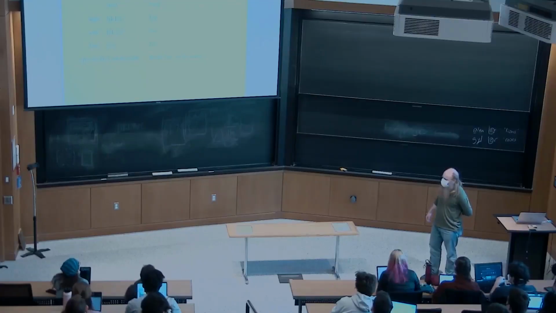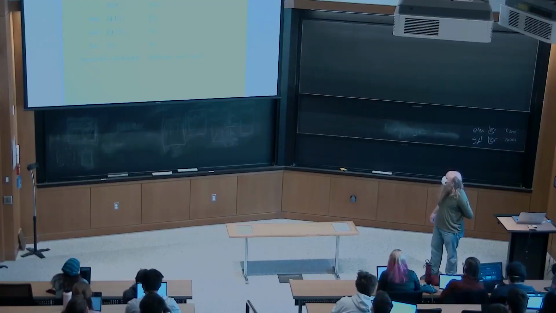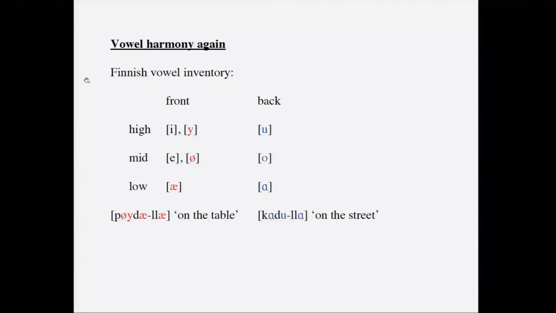I think the word for street is actually katu if you have it by itself, but if you add the lla, it changes the T to a D, something like that. There are all kinds of sneaky things that happen in Finnish that I forget. But anyway, if you add lla to street, you end up with kadulla. If you add lla to table, you get pöydällä, and the change in the vowel is sort of conditioned by the vowel of the noun.